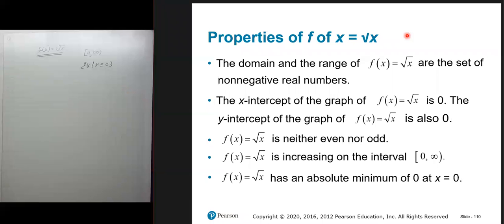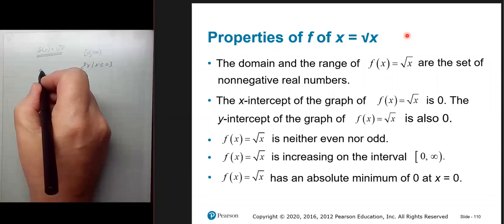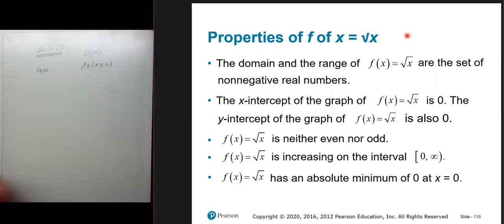The x-intercept is found by setting the function equal to 0, and 0 is the x value that gives you 0. And when you put 0 in for x, you get 0. And so 0 is both the x-intercept and the y-intercept. So the point (0, 0) is the x and y-intercept. It contains both the x and y-intercept.